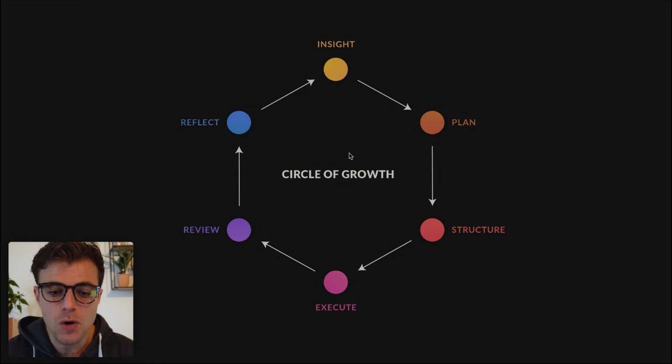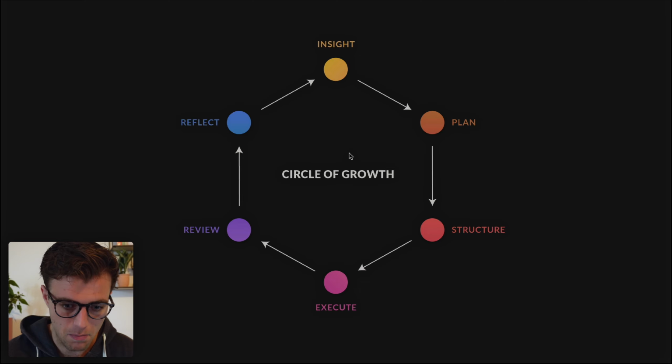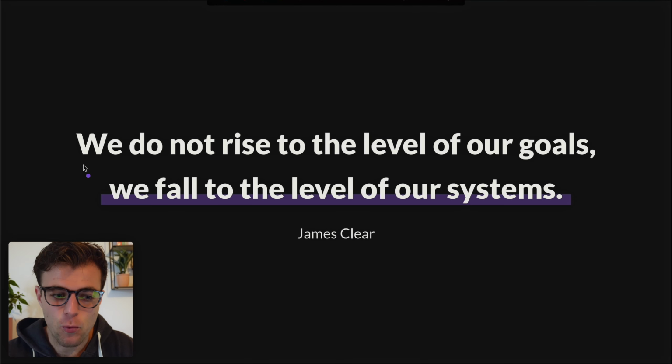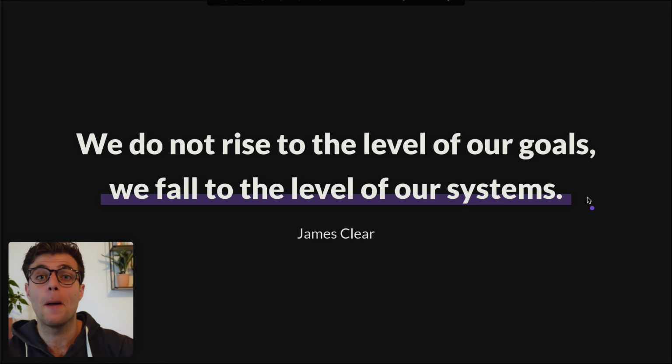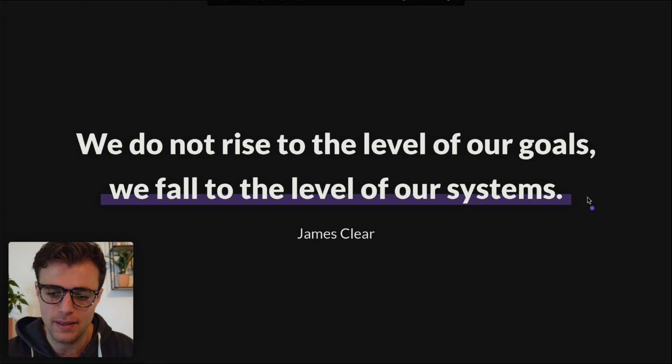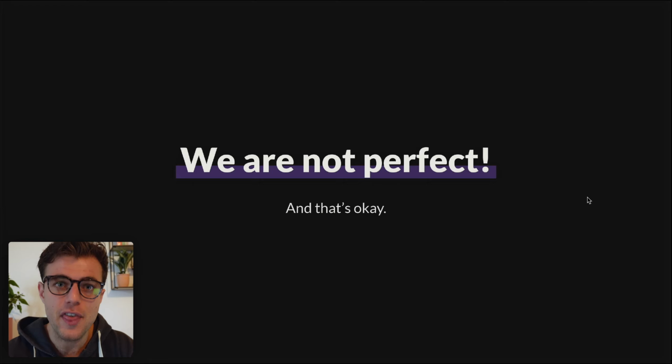Now, I want to take a brief moment to also make some remarks about the system. And we've covered this before, but I think it's so important to reiterate this that we'll just spend a few minutes here. The first one is that we do not rise to the level of our goals, but we fall to the level of our systems. The purpose of a system is to have something to fall back on, something that we can rely on, something that powers us through to get towards our goals.